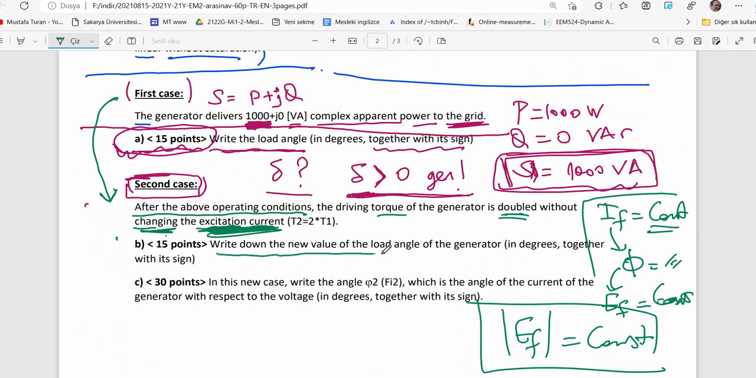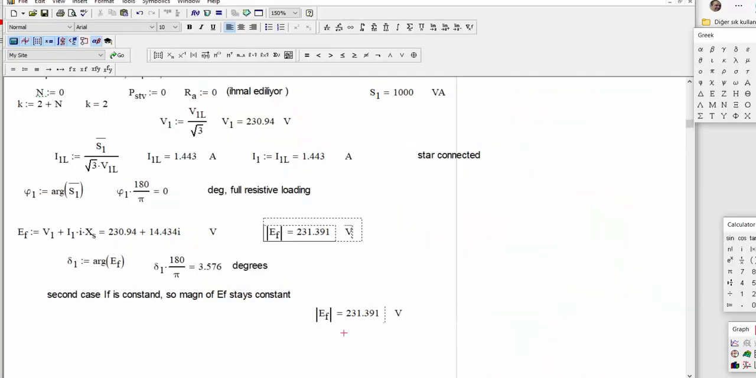In the second question, write down the new value of load angle now. New value of the generator in degrees, and its sign must be correct. It is positive, it is a generator. We have already calculated one here. Let's talk about the sign. It's positive since it is operating as a generator.